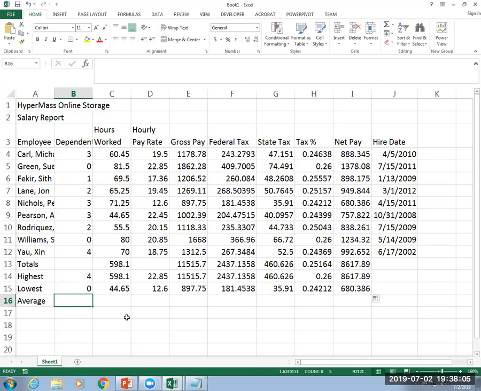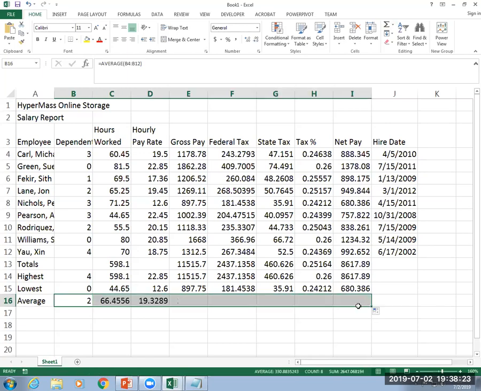And then the average is called average. And again, average is right there. So I do average, and I want the average of these. I can drag the average across. You can either select them manually, or you can use the fill handle to fill them across.